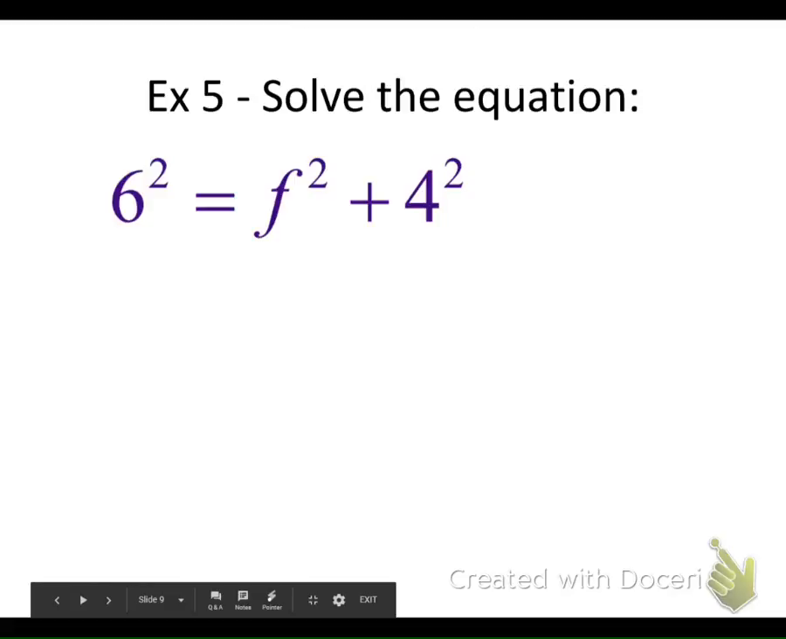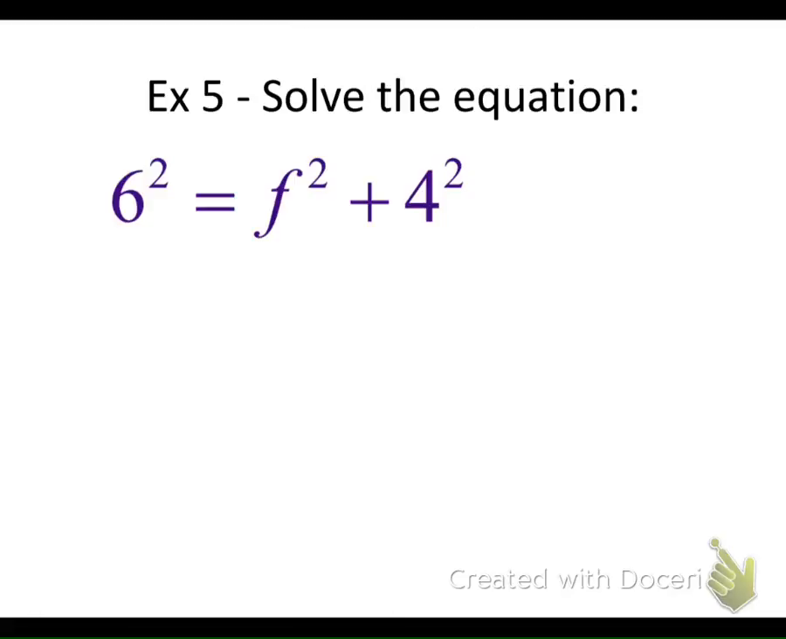Okay, example number 5 and example number 6 are going to be a little bit different than what the first 4 examples were. So we have 6 squared equals f squared plus 4 squared. When you have an equation like this, the first thing that I would recommend is that you go ahead and simplify what you can simplify here. So if you're looking at 6 squared equals f squared plus 4 squared, what can I simplify before moving on?